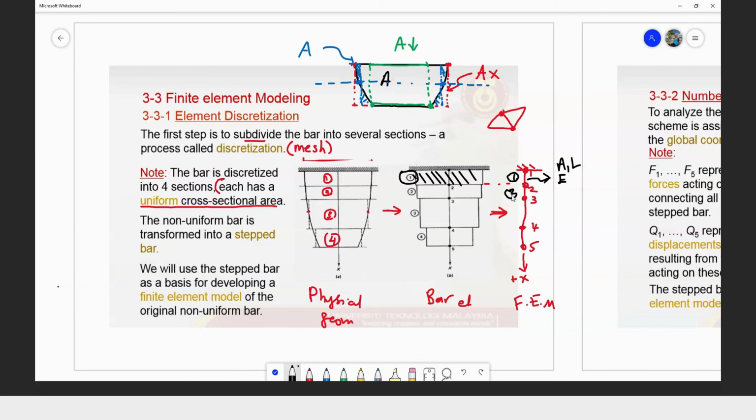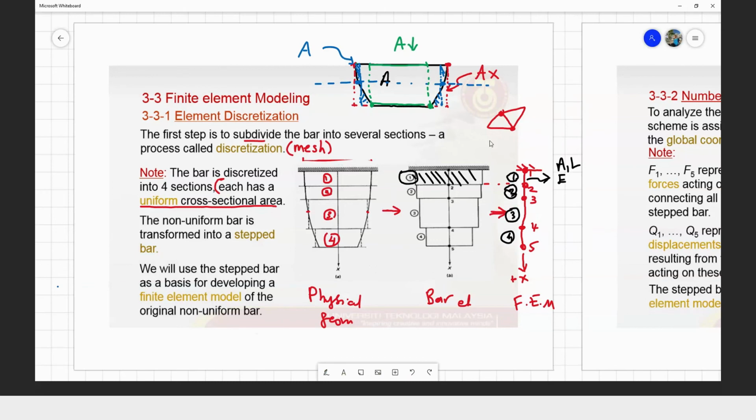So we have to model it something like this. Element number 2, element number 3 and element number 4. So this is how we can convert or sketch or draw our physical geometry or physical structure into bar elements or finite element models. All right.